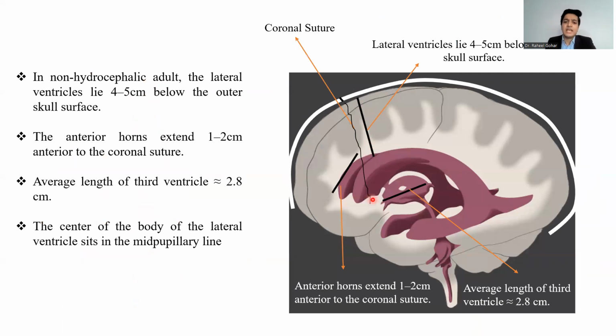Okay. Then here you can see this is the coronal suture. If we mark the coronal suture laterally on the skull, it marks a boundary of the ventricle, meaning some of the ventricle is anterior to the coronal suture. So if we know where the coronal suture is, we can identify that there is a part of the ventricle anterior to it and a part posterior to it. There is only 1 to 2 centimeters of the lateral ventricle anterior to it, which is also known as the frontal horn of the lateral ventricle, which I have already discussed.